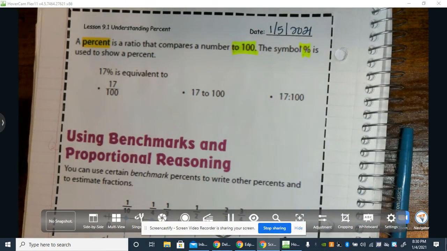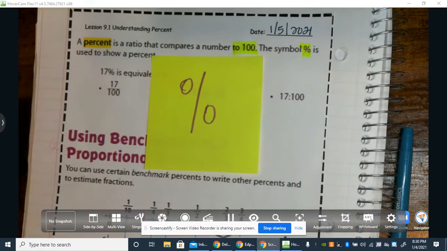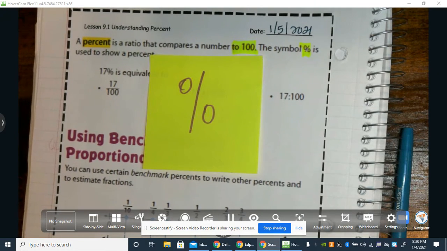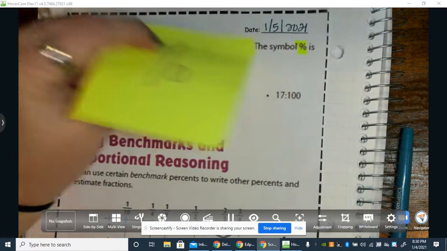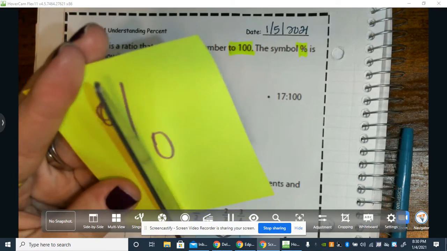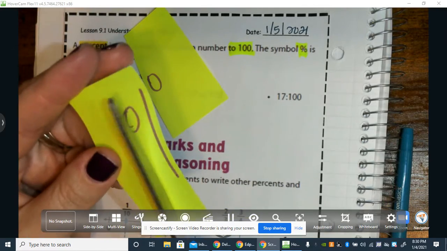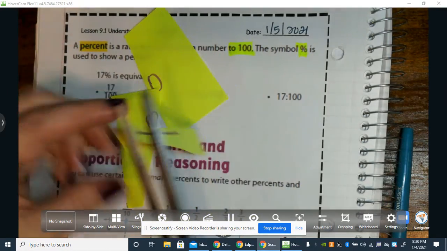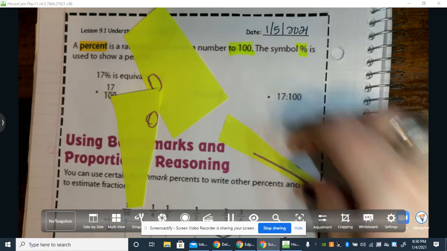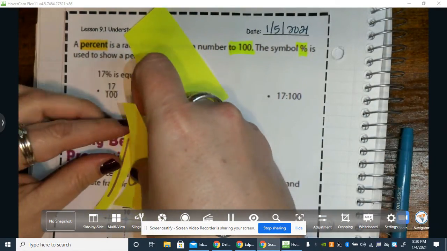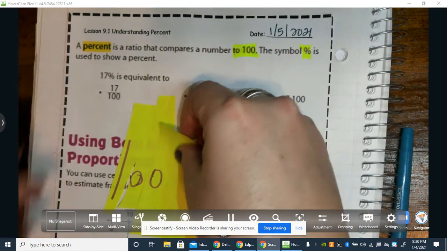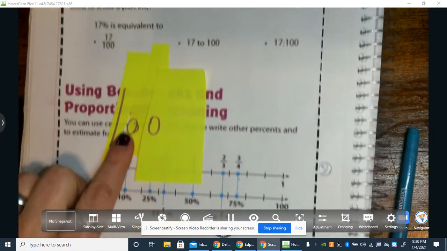I've made my own little symbol. I'm going to grab my scissors and cut this percent symbol into 3 pieces: 1, 2, 3. If I rearrange my percent symbol, I get the number 100.